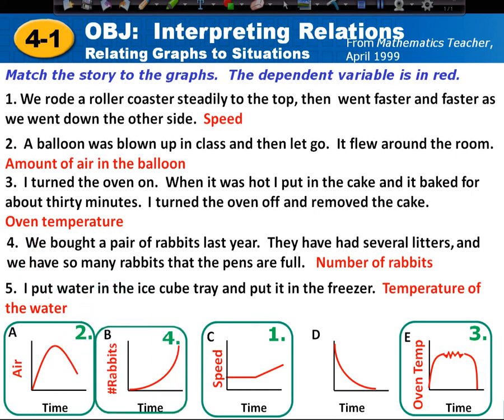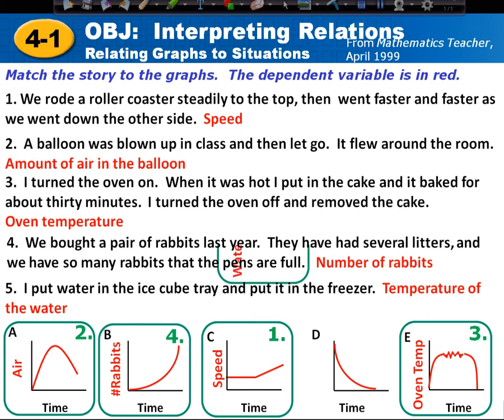Number 4 is B, because the number of rabbits are going to continuously go up very, very quickly, because that's what happens when you have litters of rabbits. Another indication there that it was B is at the end when it said that the pens are full, and B shows that you're actually out of graph line there. It's totally full.